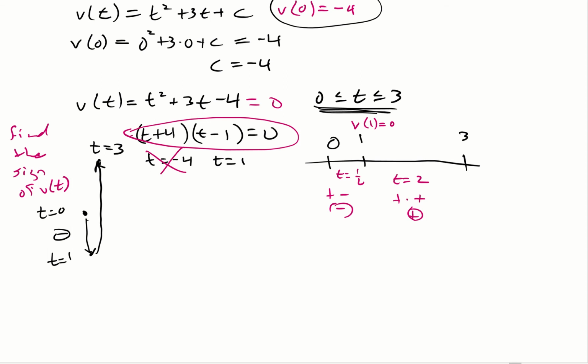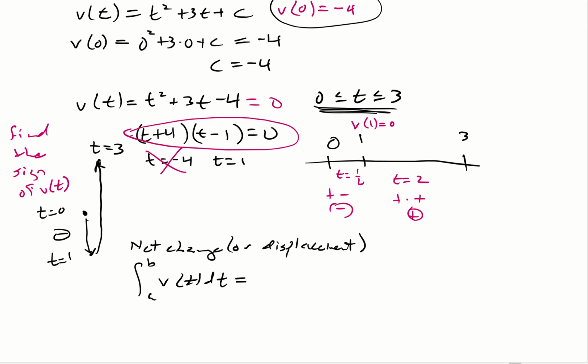So here's the thing. This is going to be the net change, and I'll write or displacement. They ask for that also on some of the other homework problems. So here you go. We're going to integrate from a to b, v of t dt, and that is the net change. So for us, it's the integral from 0 to 3 of your velocity function, which is t squared plus 3t minus 4 dt. Okay, and so let's see what happens.